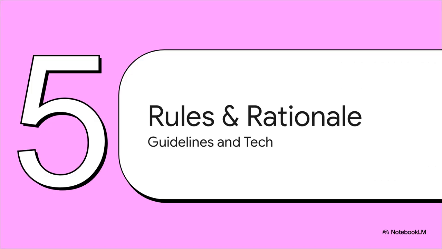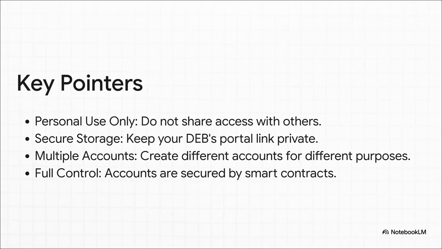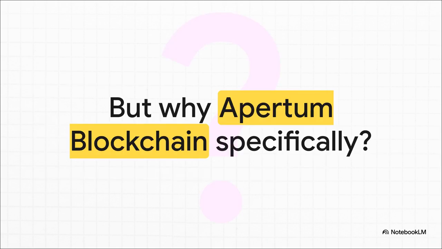Okay, lastly, the guide gives us some really crucial ground rules and some of the why behind the tech. This is kind of like the fine print, but it's the fine print that explains how to run your DEB securely and why the specific technology was even chosen in the first place. So the guide really hammers home a few key rules for security. This whole setup is designed for personal use only. You don't want to get into any regulatory gray areas. It's absolutely critical to keep your portal link private, and it's smart to create different accounts for different things to limit your risk. But the bottom line is, everything is secured by smart contracts, which means you always have full control.